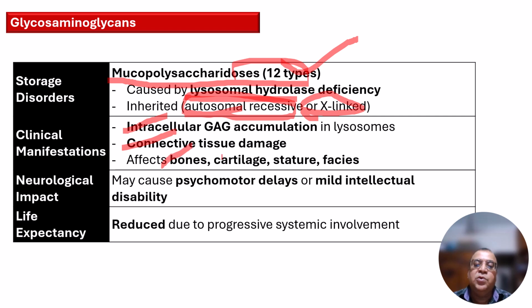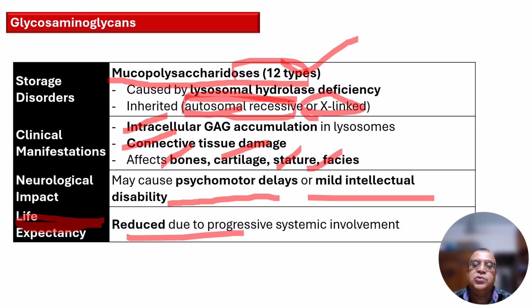It readily affects bone and cartilage. It affects stature of the body, and typical faces are found. It may cause psychomotor delays or mild intellectual disability. Life expectancy in these disorders is reduced due to progressive systemic involvement.